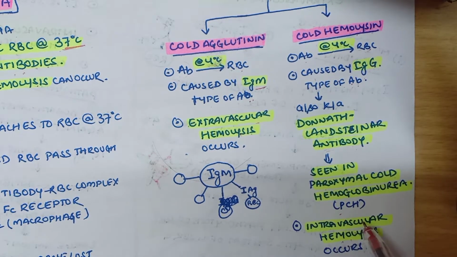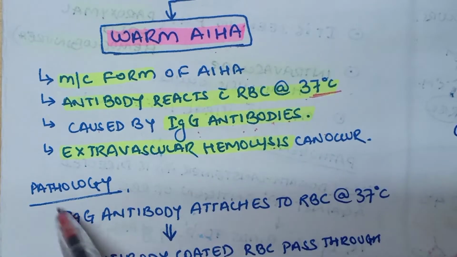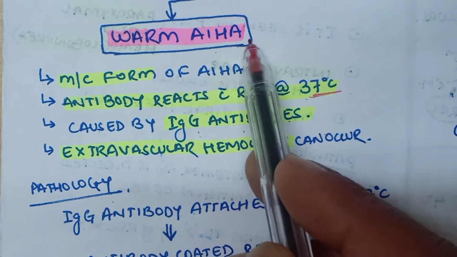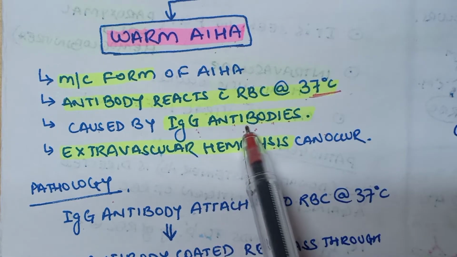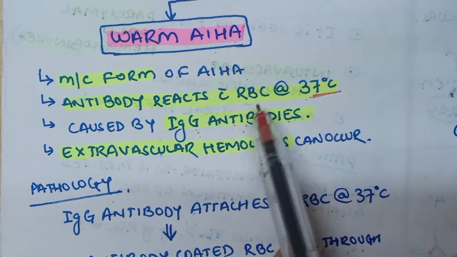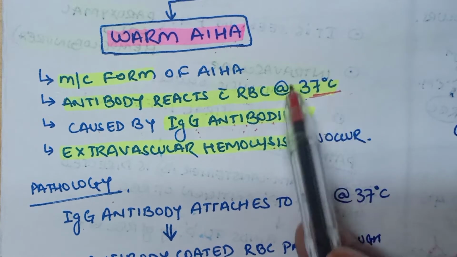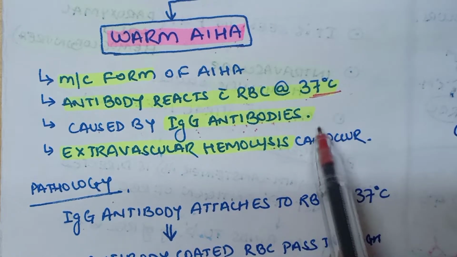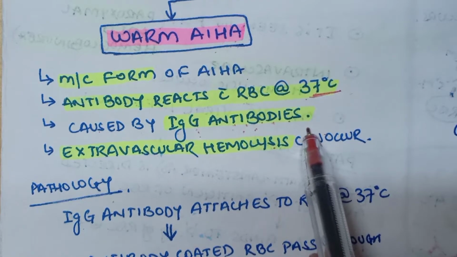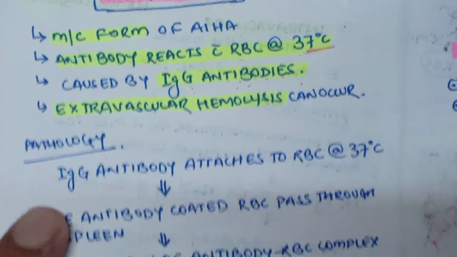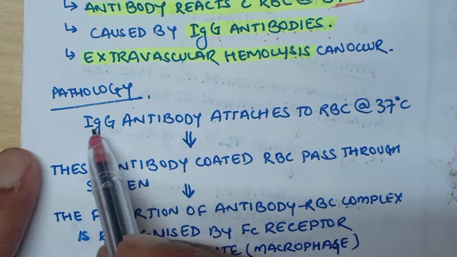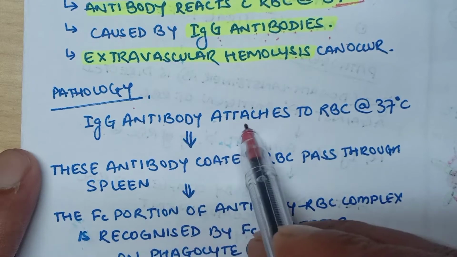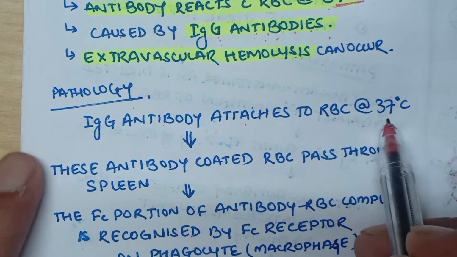Now we are going to talk about the pathogenesis of warm autoimmune hemolytic anemia. Warm autoimmune hemolytic anemia is caused by IgG antibodies, and these antibodies will react with RBC at 37 degrees centigrade, which will result in extravascular hemolysis. What happens actually is, this IgG antibody attaches to RBC at 37 degrees centigrade.